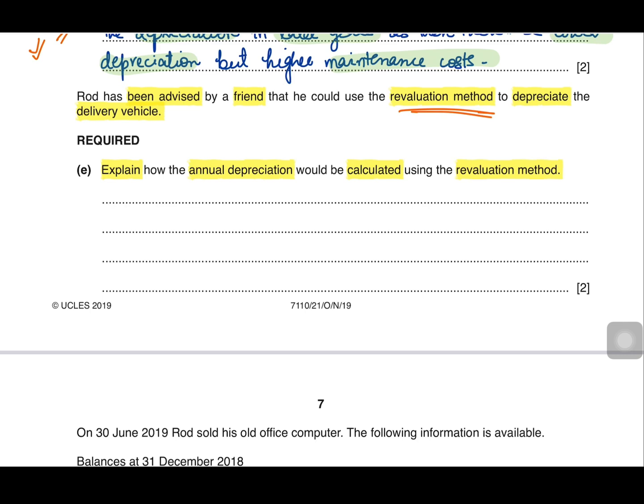So we have discussed what the formula is to calculate depreciation under the revaluation method. We know that we take the opening value of the non-current assets, we add the purchases during the year, and we subtract the closing value of the non-current assets at the end, right? And whatever figure comes, that is our depreciation. So we just have to explain this formula. If you have more space, you can write this formula as well, right? So let's begin.